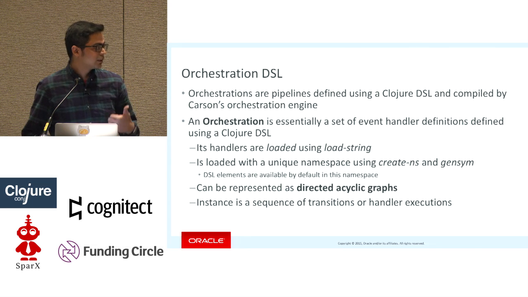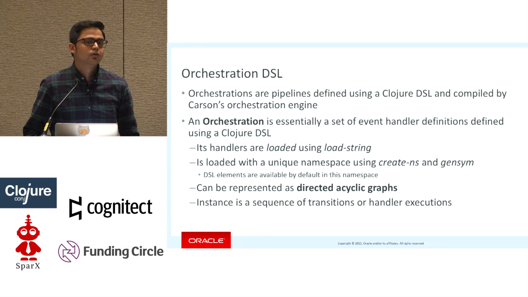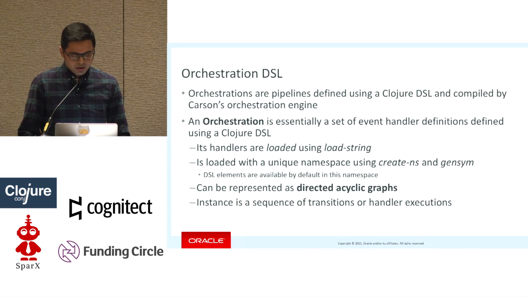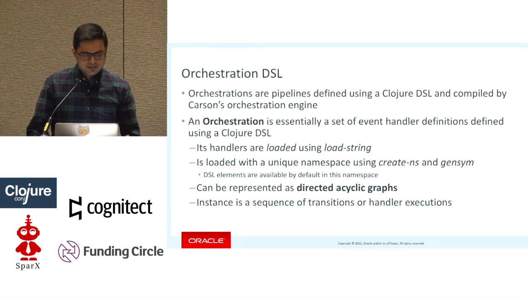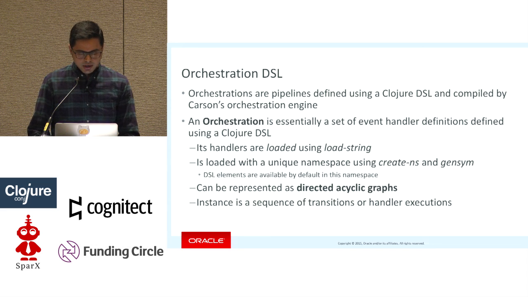An orchestration, just to reiterate, is a set of event handler definitions, and the DSL is able to create those event handler definitions. It is represented as a directed acyclic graph. And an instance, which is a single run of the pipeline, is a sequence of transitions or handler executions.